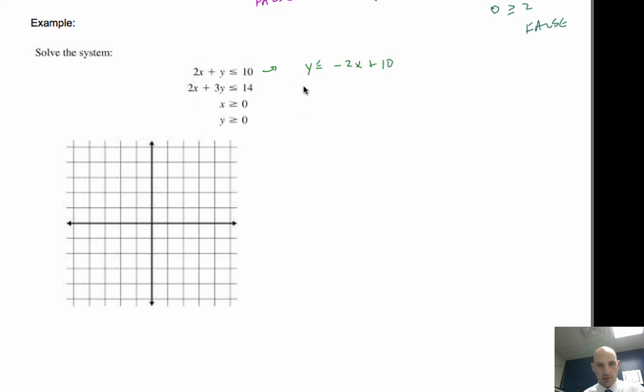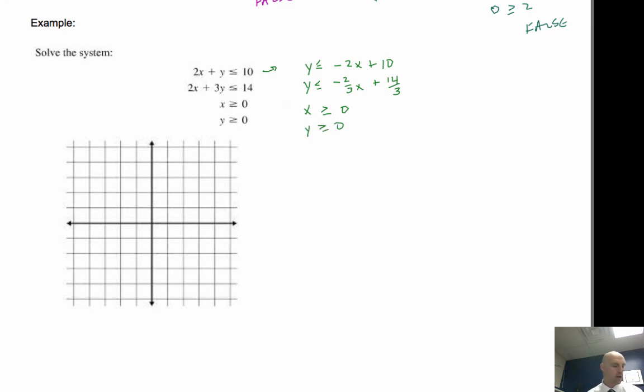For this one, y is less than, I'd subtract 2x and then divide by 3, so I'd have minus 2/3 x plus 14 over 3. This one is x is greater than or equal to 0, so y is greater than or equal to 0. So what would it look like?